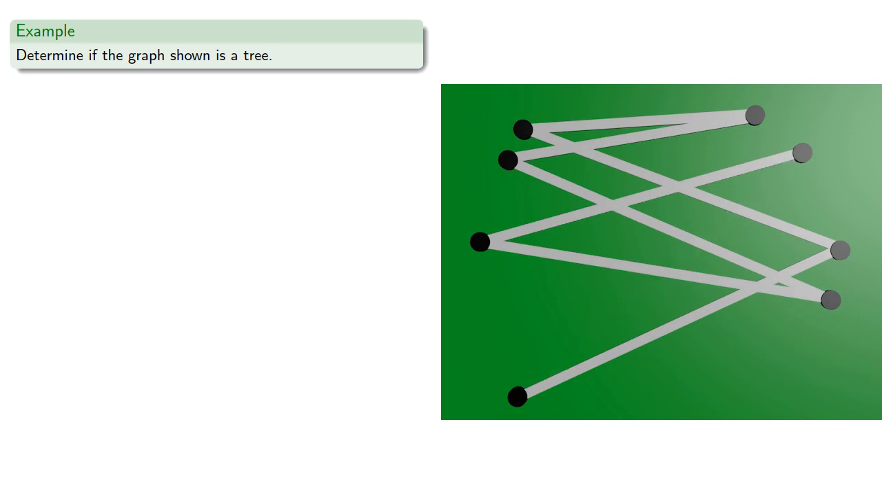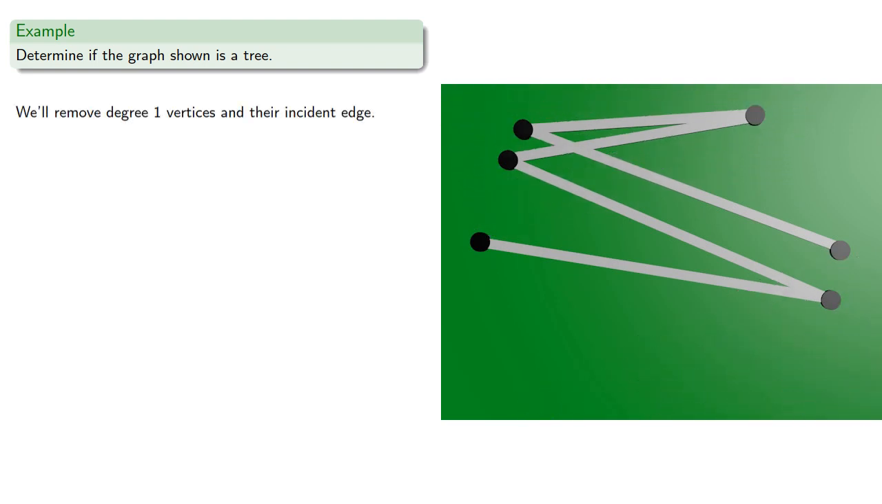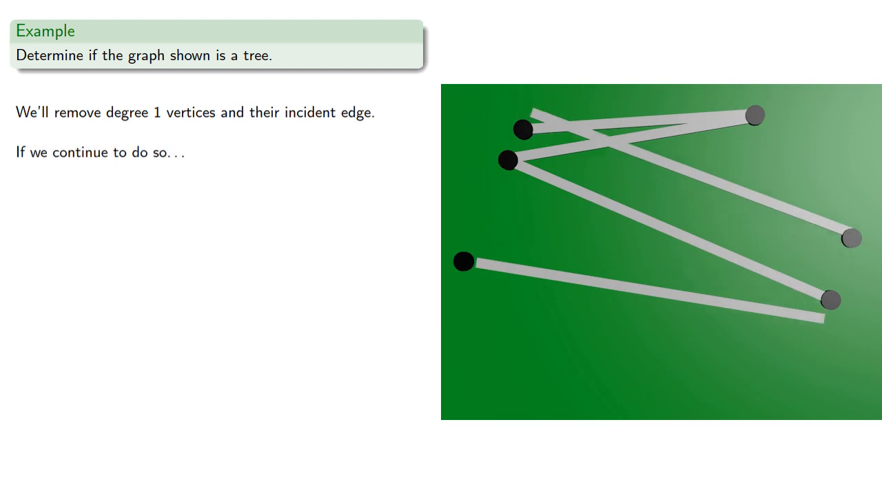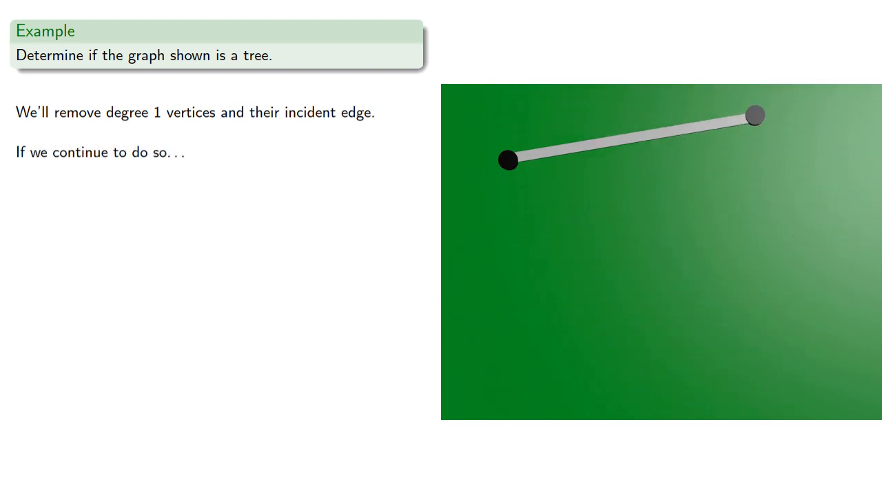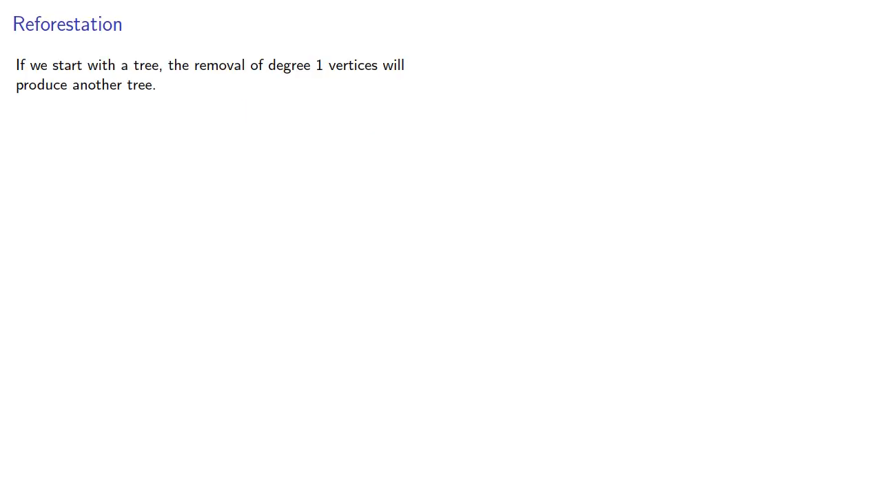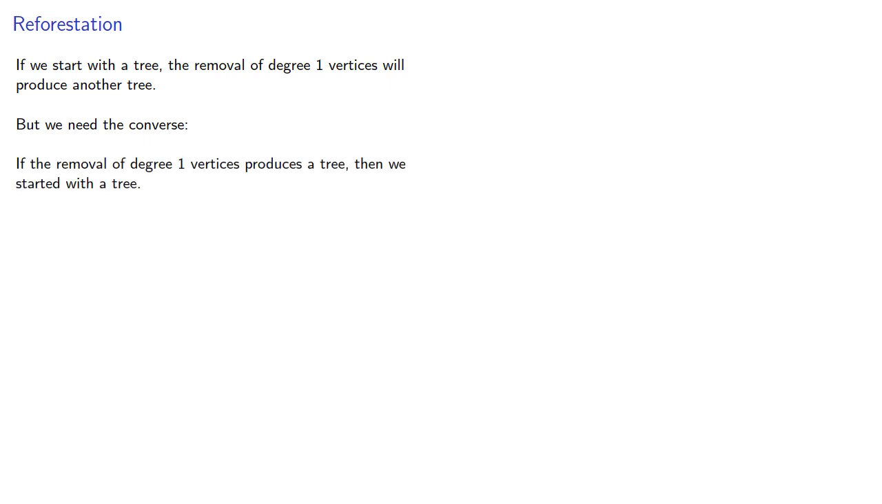Or how about this graph? We'll remove degree 1 vertices and their incident edge. And if we continue to do so, we'll end with a tree. But that doesn't mean the original graph was a tree. So the thing to keep in mind is if we start with a tree, the removal of degree 1 vertices will produce another tree, but we actually need the converse. If the removal of degree 1 vertices produces a tree, then we started with a tree.